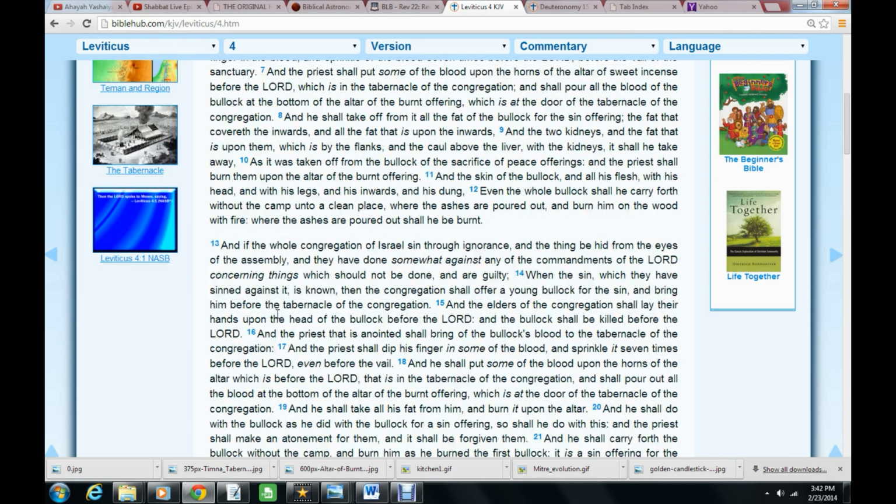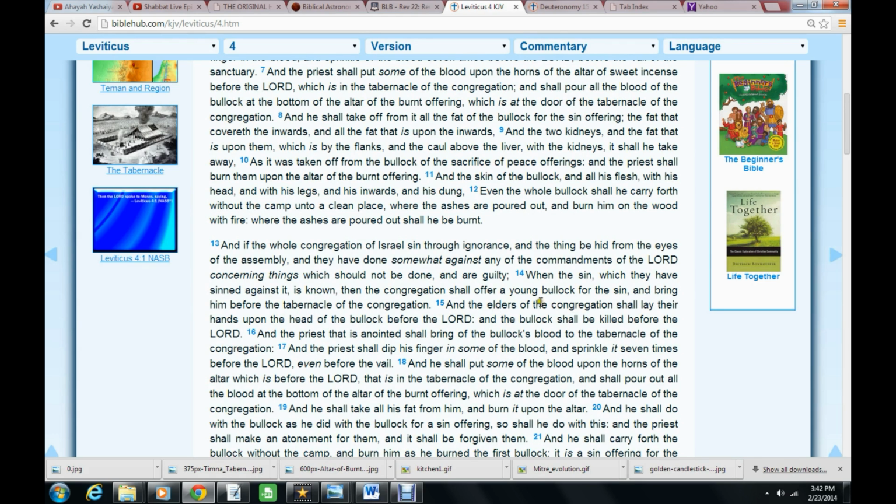And if the whole congregation of Israel sin through ignorance, and the thing be hid from the eyes of the assembly, and they have done somewhat against any of the commandments of the Most High, concerning things which should not be done, and are guilty, when the sin which they have sinned against it is known, then the congregation shall offer a young bullock for the sin, and bring him before the tabernacle of the congregation.